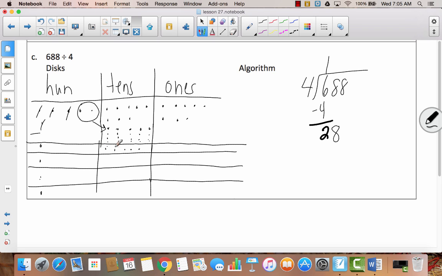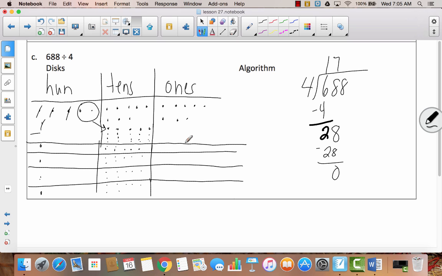You have to be careful because, again, we're getting to be some big numbers. 1, 2, 3, 4, 5, 6, 7. 7 times 4 is 28. So that means I'm going to have a remainder of 0.